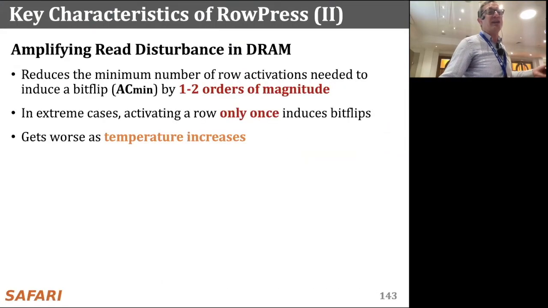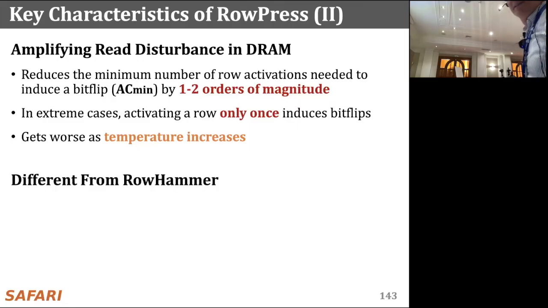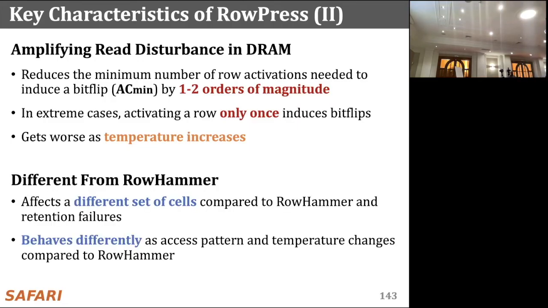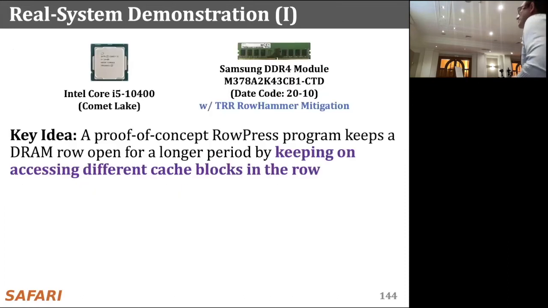Okay, very quickly, this is different from RowHammer because it gets worse as temperature increases. There's a beautiful curve. So RowHammer is very different. And also, it affects a different set of cells compared to RowHammer. It behaves differently as access pattern and temperature changes. I'm not going to talk about that.